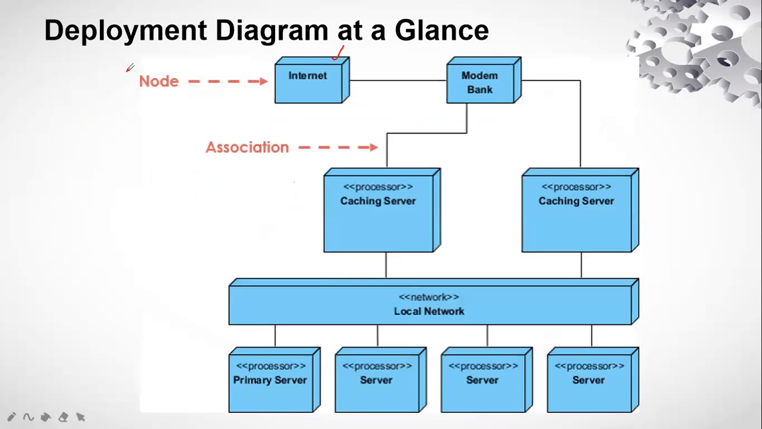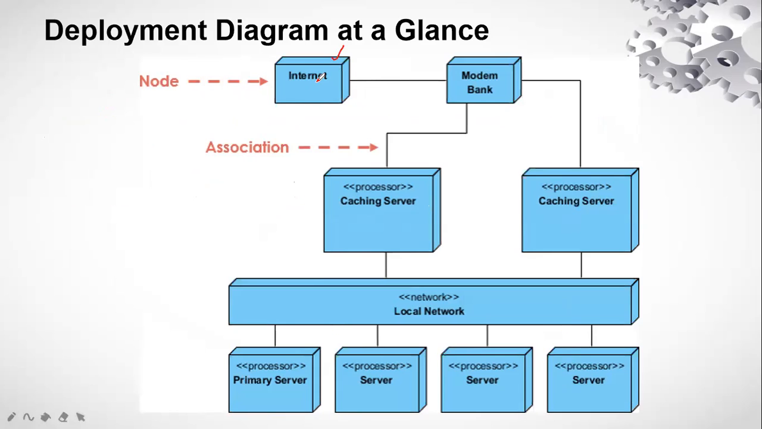Now, let's see what a deployment diagram looks like at a glance. This is a deployment diagram in which we have shown the internet access by the server and the client. So this is the internet, this is the modem. What are these? These are the 3D boxes which are defined as the nodes. All these 3D boxes are defined as the nodes.